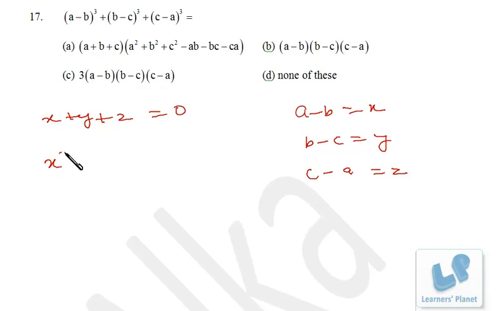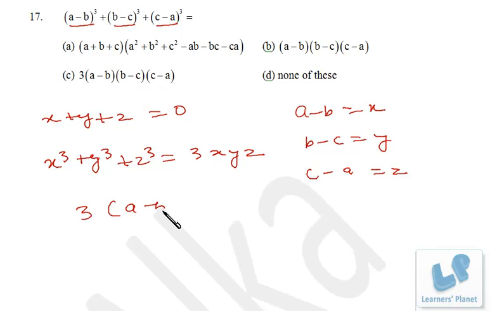That means x cube plus y cube plus z cube will be 3xyz, right? So this is x cube plus y cube plus z cube, that should be equal to 3xyz. X is what? A minus b, this is b minus c, and this is c minus a, right? So simply we can solve it.